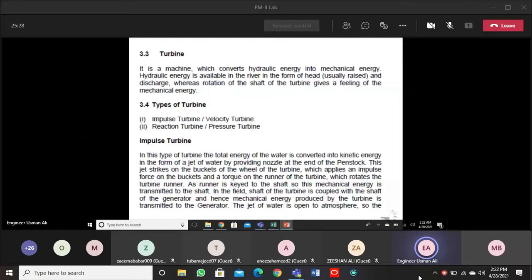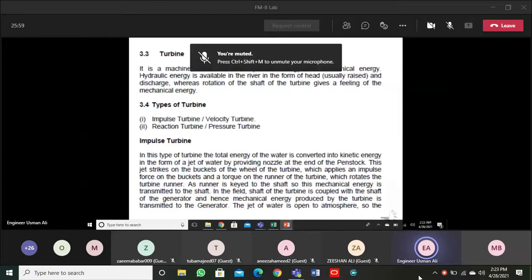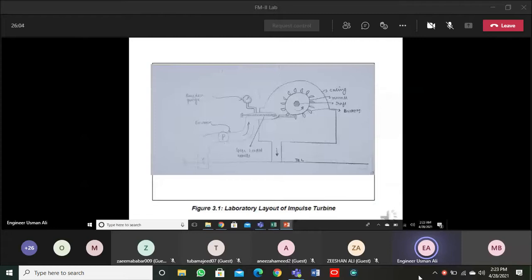Now what this jet does is strike the buckets of the runner of the turbine, and when it strikes, it causes the impulse force on the bucket, and as a result, the runner of the turbine rotates. The runner of the turbine is provided with the shaft at the center. So this rotation of the runner is transferred to the shaft, and further this shaft is joined with the generator. So this energy is further transferred to the generator, and the generator converts the mechanical energy into electrical energy. This is how the process goes, and this is how the impulse turbine works.